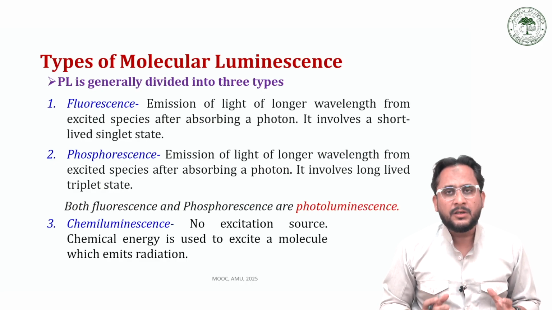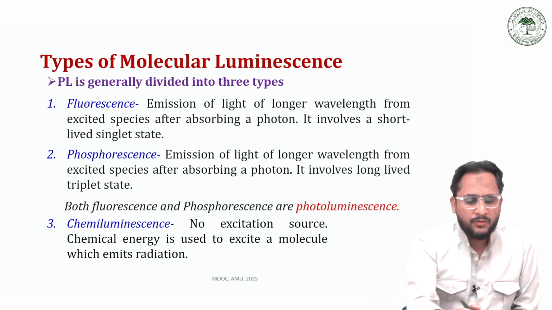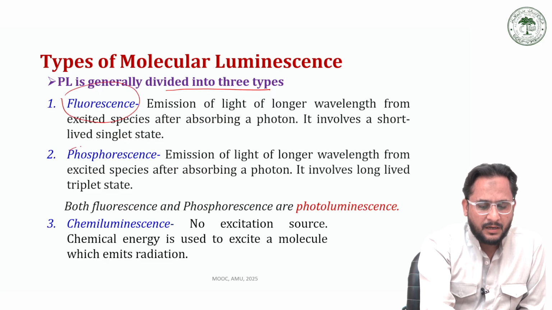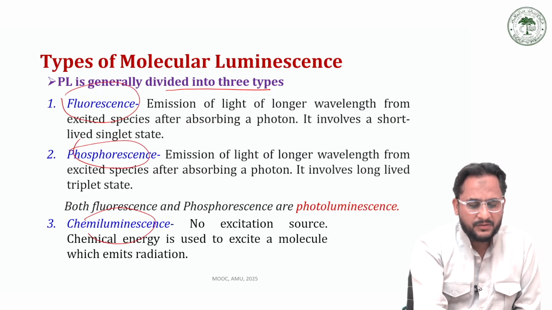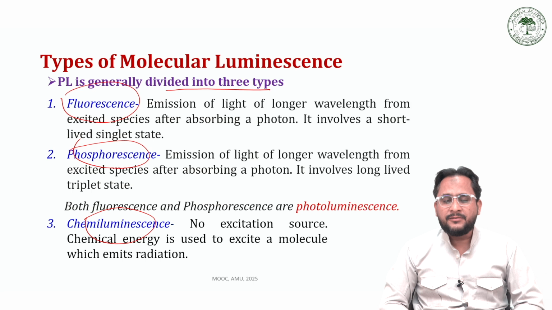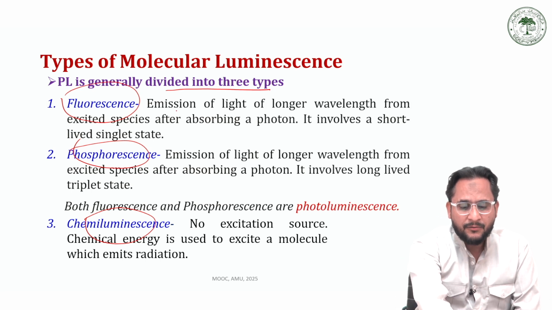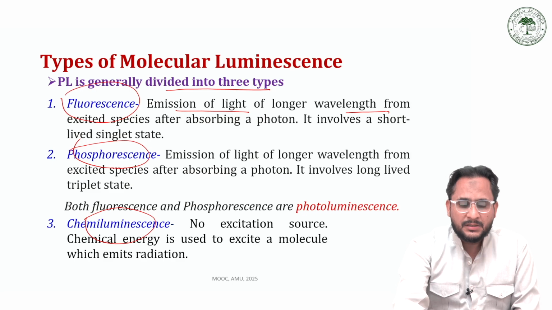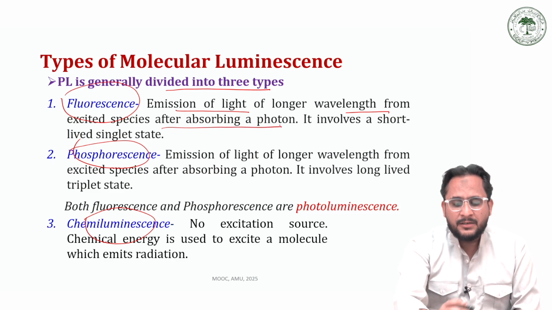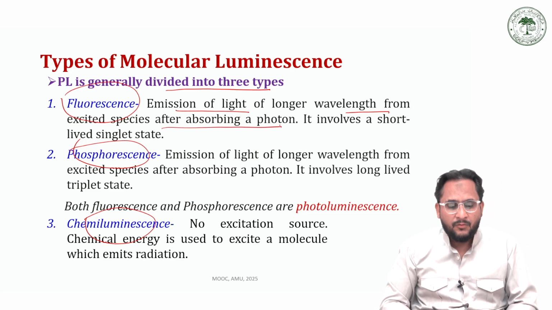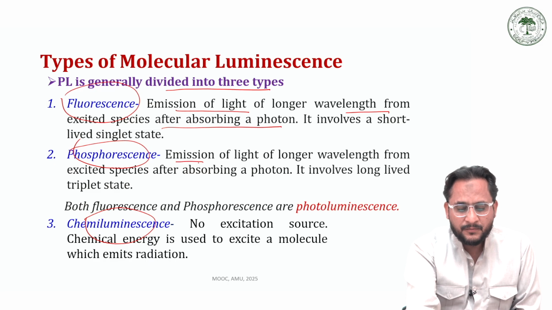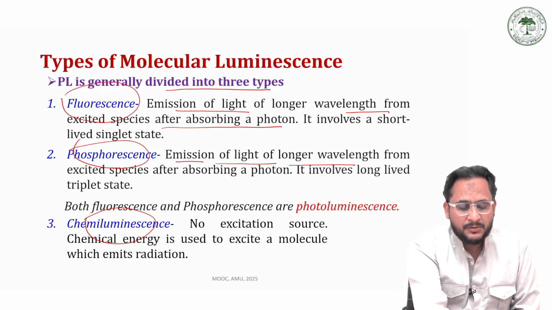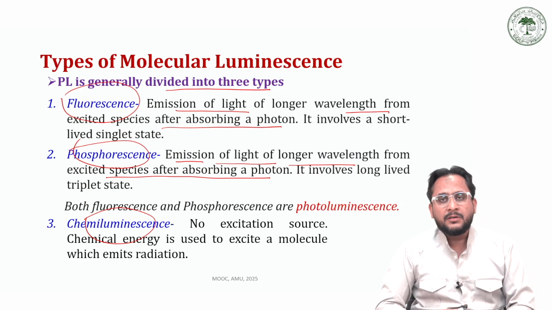Now these molecular luminescence phenomena are divided into three groups. First is called fluorescence, then we have phosphorescence and chemiluminescence. Fluorescence is defined as the emission of light of longer wavelength from an excited species after it absorbs light photons, while phosphorescence is also the emission of light of longer wavelength from an excited species after it absorbs a photon.